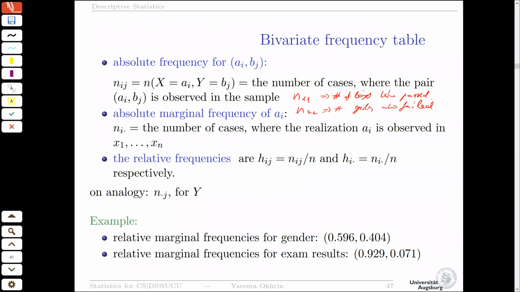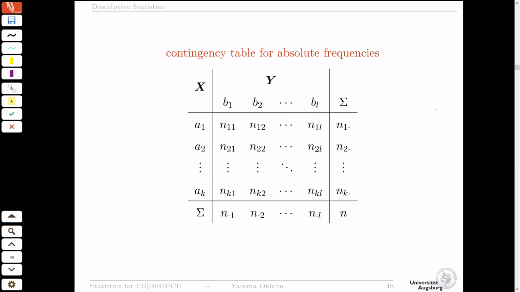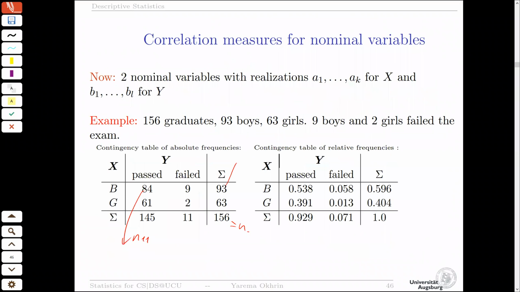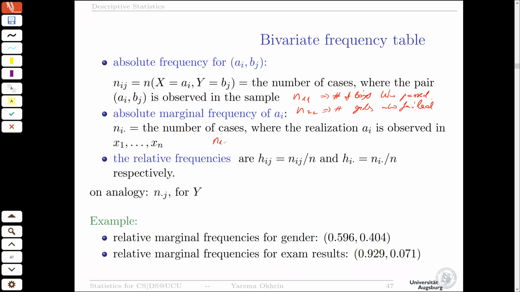Then we have their marginal frequency. That's what we have at the boundary. It's also simply the sums of what is on the left and what is on the right. So that's going to be n1 dot, and n2 dot. So 93. This is the number of boys and n2 the number of girls. And the same is going to be n dot 1, the number of passed, and n dot 2, the number of failed. Yeah, so every single number can be interpreted in some reasonable column.